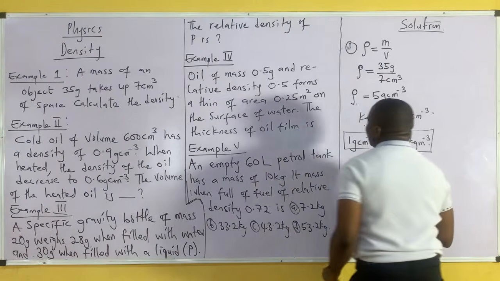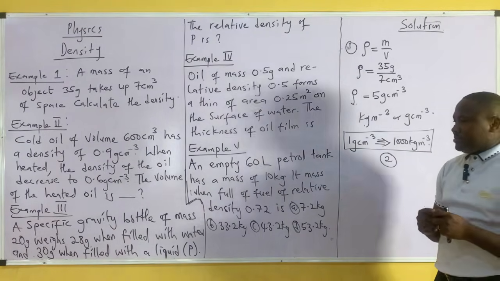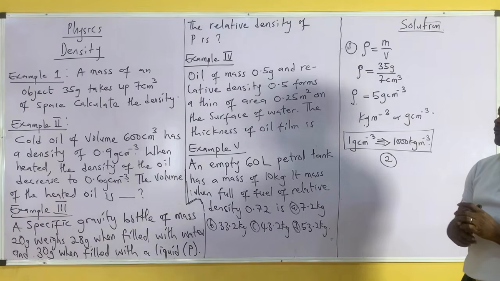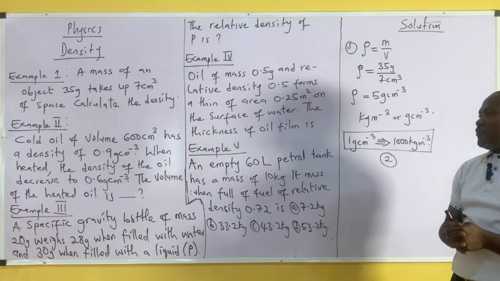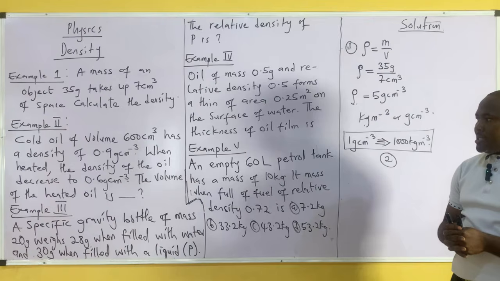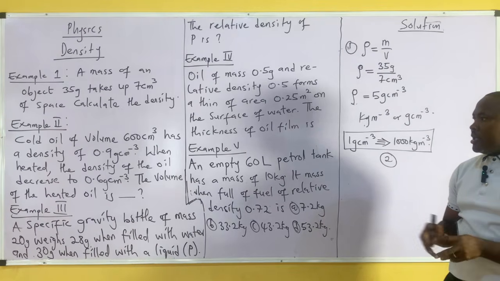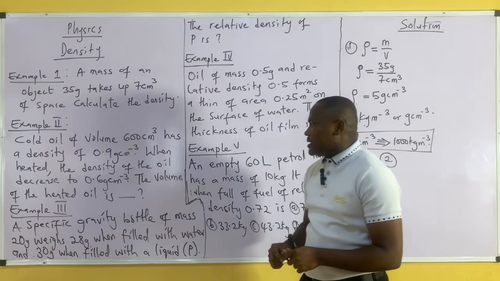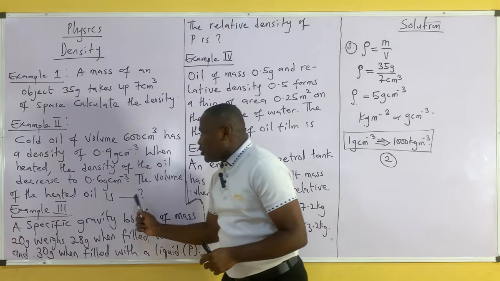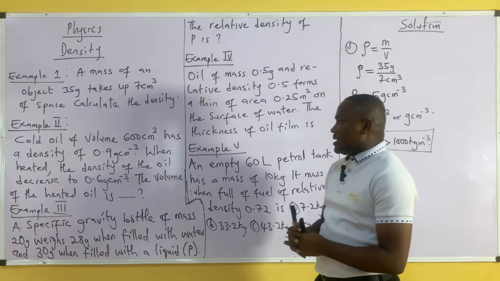Now let's see question number two. Question number two says, cold oil of volume 600 cm cube has a density of 0.9 gram per cm cube. When heated, the density of the oil decreases to 0.6 gram per cm cube. The volume of the heated oil is dashed.